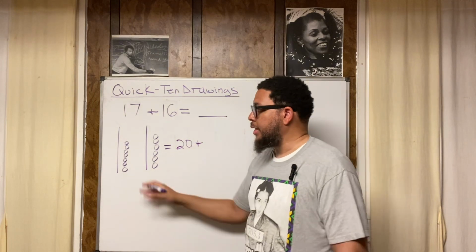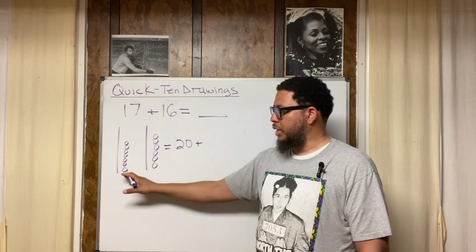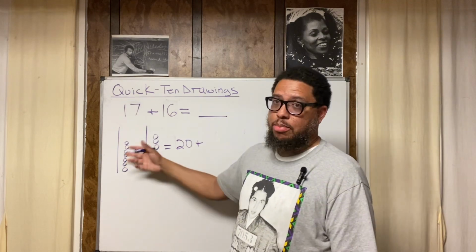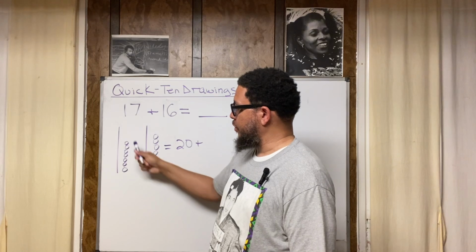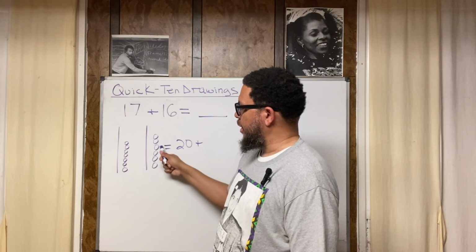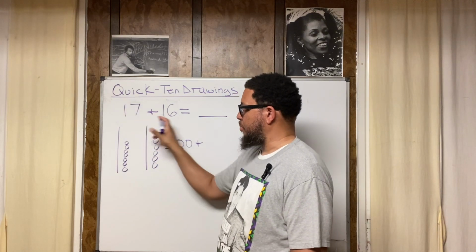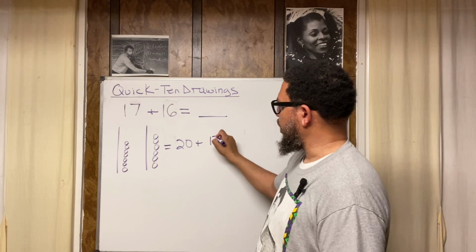Why am I putting a plus sign? Because you still got to add the 1s together. So let's count up all the 1s. 1, 2, 3, 4, 5, 6, 7, 8, 9, 10, 11, 12, 13. So that means 7 plus 6 is 13. So you put a 13 right here.